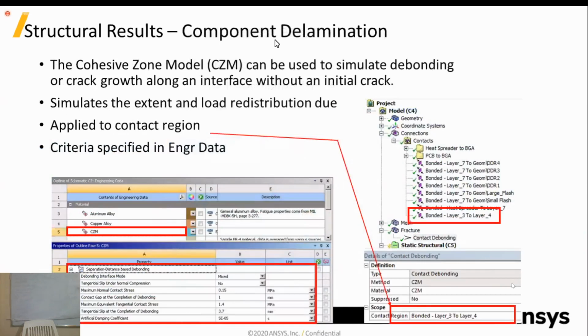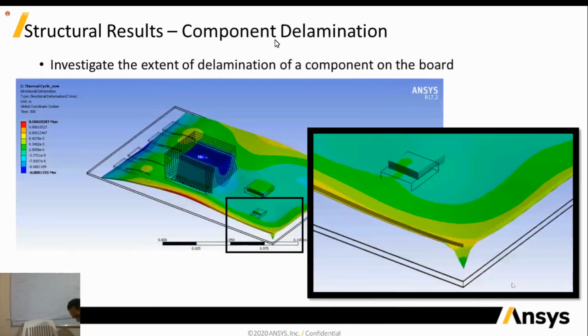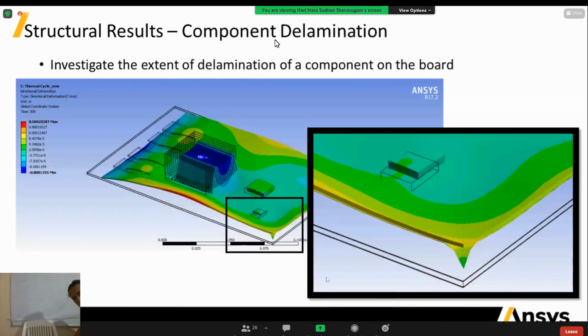Then we have delamination. I mentioned that for delamination we have a few methods: the contact debonding method or the interface delamination method. In this example, we have a contact region, and this contact region can be set as a debonding region. We have to define the stress criteria, and once the limit is reached, the nodes will be released and the part will start to deform. We can see some pictures here.